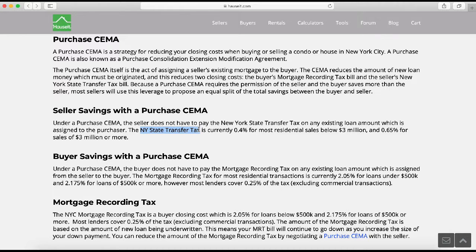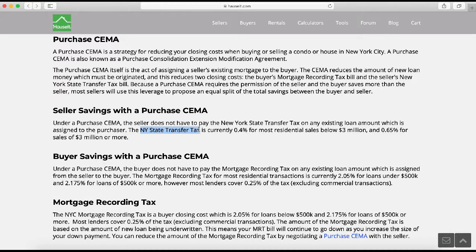So as you can probably see, the seller with an existing loan has leverage. They have the ability to say yes or no when it comes to the purchase CEMA strategy. Therefore, in most occasions, the buyer and the seller come together and more or less agree to split the total savings available using the strategy. So if the buyer is saving, say, 15K and the seller is saving 5K, the total is 20. The buyer and the seller might agree to just split it equally as a condition of getting the seller to agree to this in the first place.